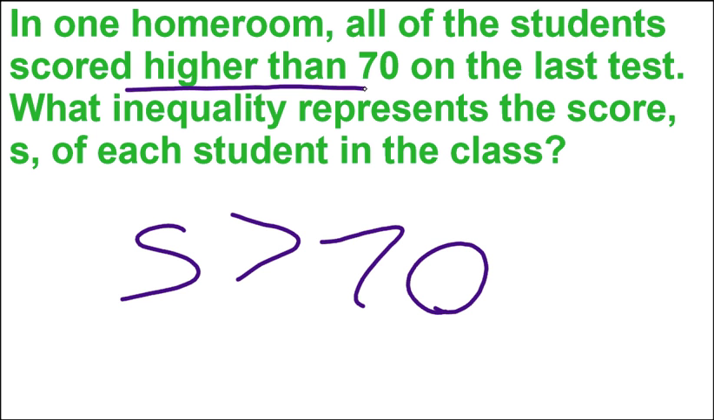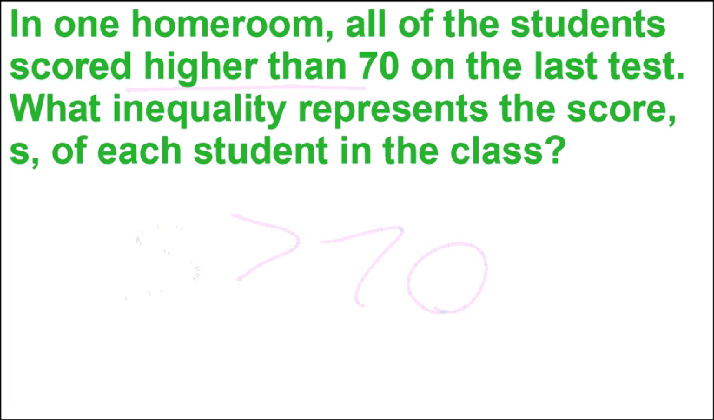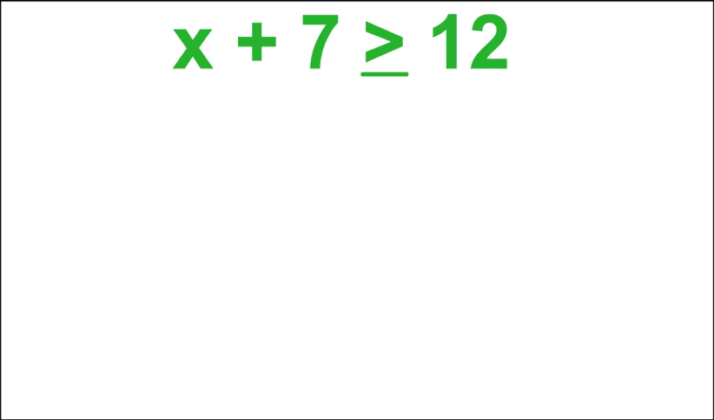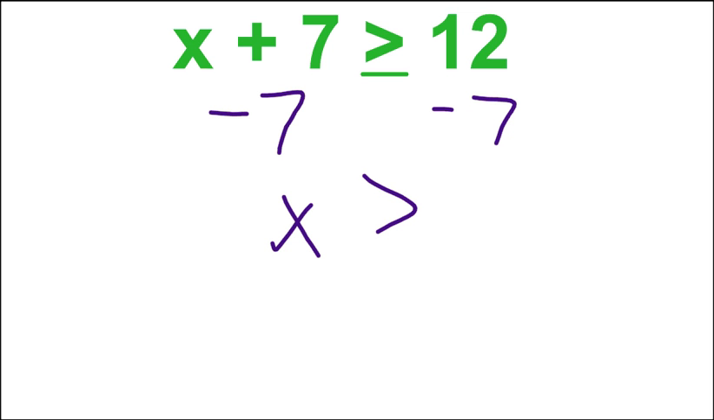That shows a very good example of how my handwriting is not super good with these. S's look like 5s a little bit. 7s look like inequality signs, but whatever. What do I do to solve? Subtract. We do opposite, right? So we go minus 7, minus 7. X greater than or equal to 5.